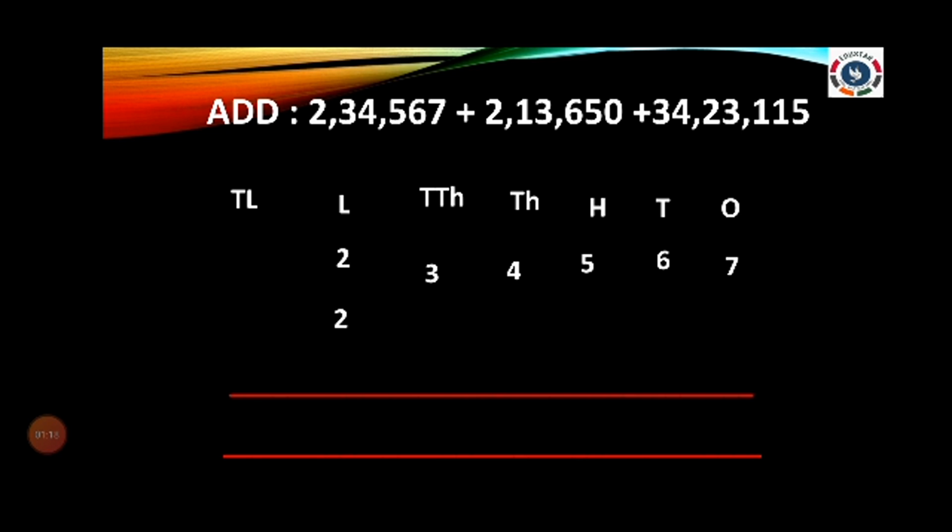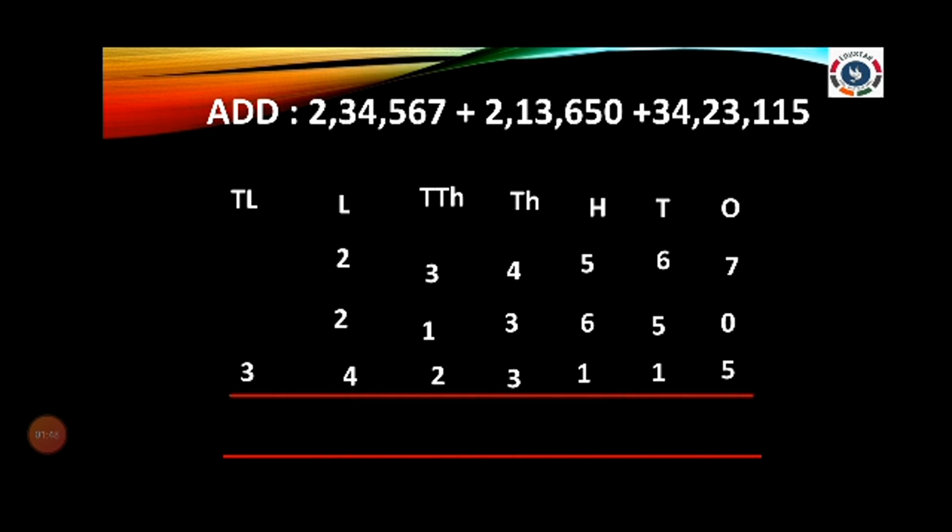Then I am going to fill in the second number, starting from the ones place onwards. It starts from 0. So 0 in ones place, 5 in tens, 6 in hundreds, 3 in thousands, 1 in ten thousands, 2 in lakh. And then the third number: 5 in ones, 1 in tens, 1 in hundreds, 3 in thousands, 2 in ten thousands, 4 in lakh and 3 in ten lakh.